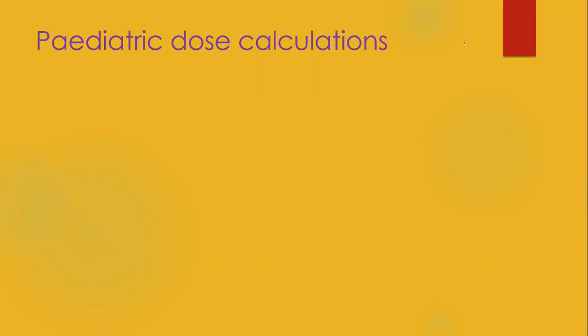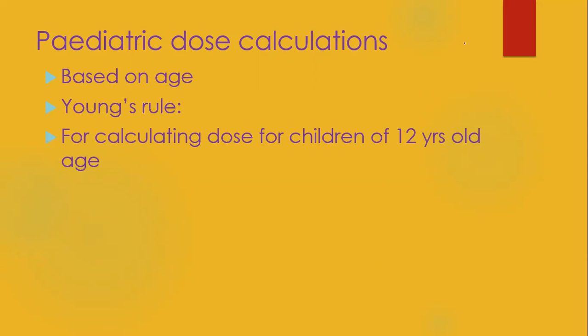Pediatric dose calculations. Posology is mainly used in pediatric dose calculation based on the age. There are different formulas for calculating pediatric dose based on the age. First one is Young's rule. For calculating dose for children up to 12 years of age, we are using Young's rule.